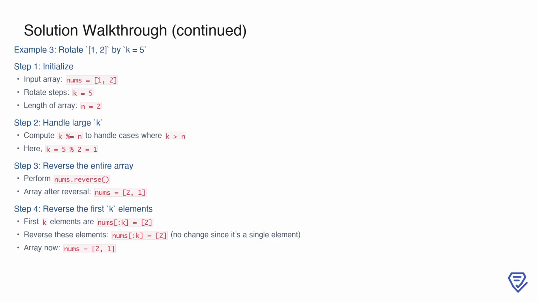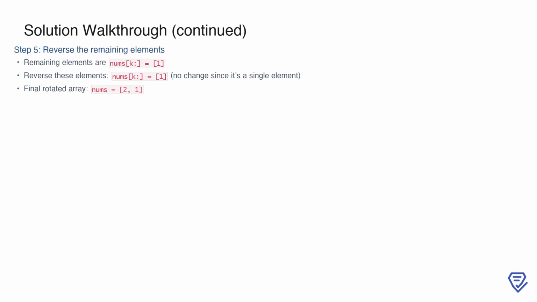Next, we reverse the entire array. Reversing 1, 2 gives 2, 1. After this, we reverse the first k elements, which is just 2. Since it consists of a single element, reversing it leaves it unchanged, so the array remains 2, 1.